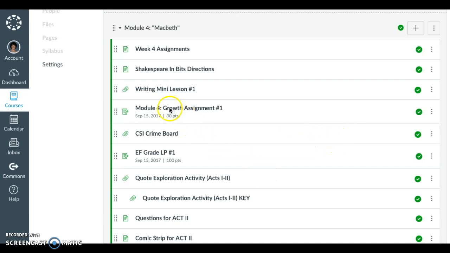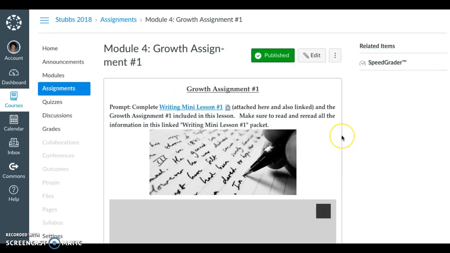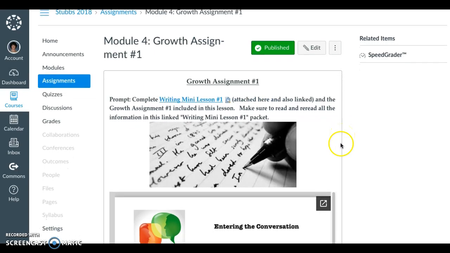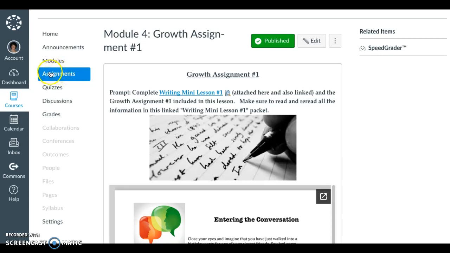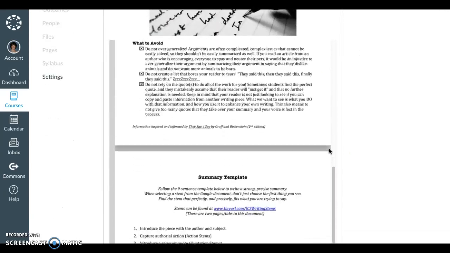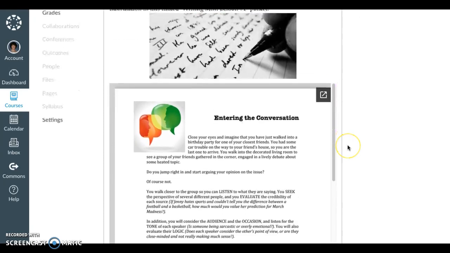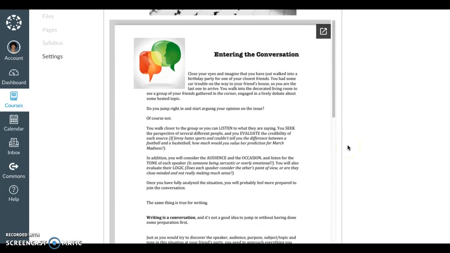So in your growth assignment number 1 right here, this is where you'll be submitting it. Now this has the writing mini lesson right in here. But you can also either go to the module and click on the writing mini lesson number 1 from the module, or you can click it in right here, but I've also put it right down here for you. So we're going to look at it right down here, because I feel that makes it easiest. But feel free to get this particular entering the conversation mini writing lesson from any one of those 3 places.